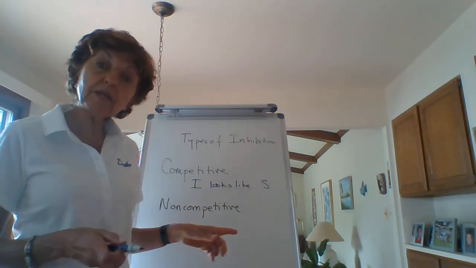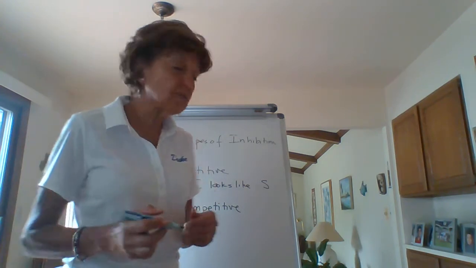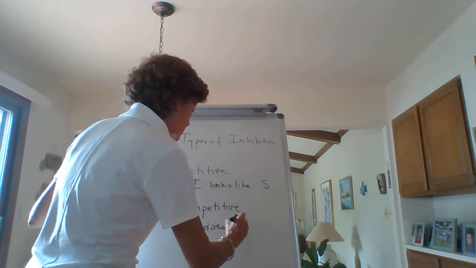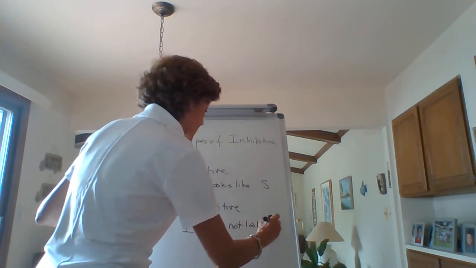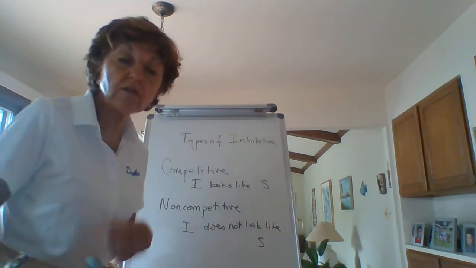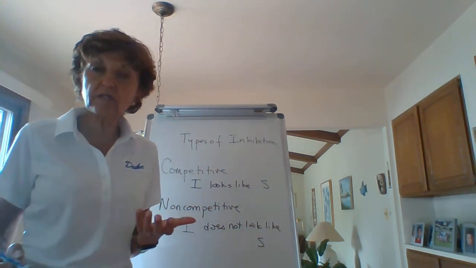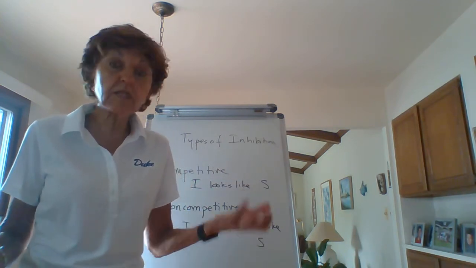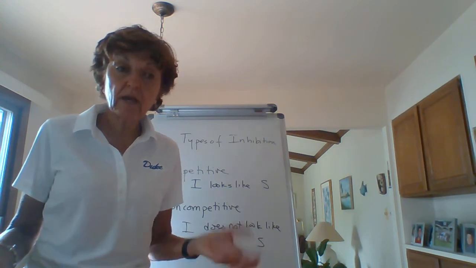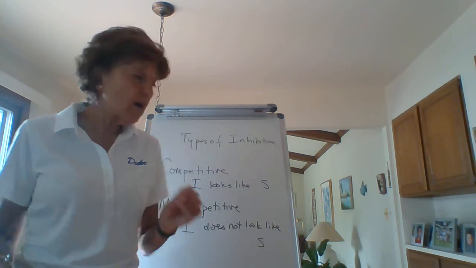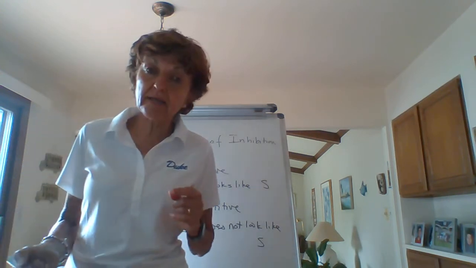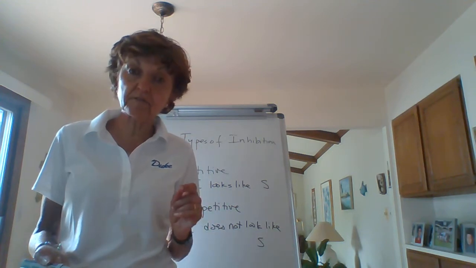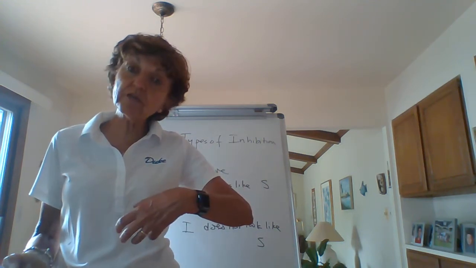Now, for a non-competitive inhibitor, the inhibitor does not look like the substrate. Structurally, the non-competitive inhibitor doesn't look like the substrate. Well, how in the world can it prevent the substrate from binding to the active site? If it doesn't look like the substrate, it's not going to bind in the active site. True, a non-competitive inhibitor does not bind to the active site because it doesn't look like the substrate, so it can't bind there. It actually binds to an alternate site.